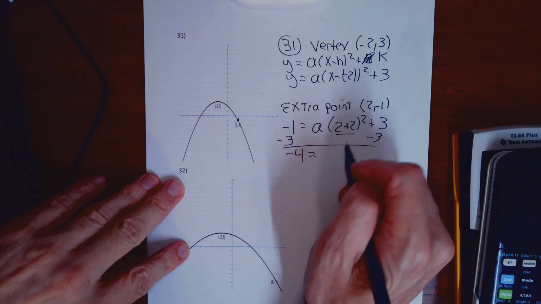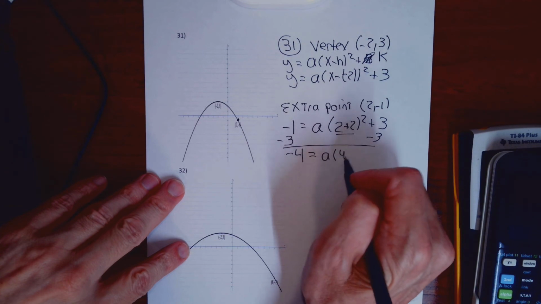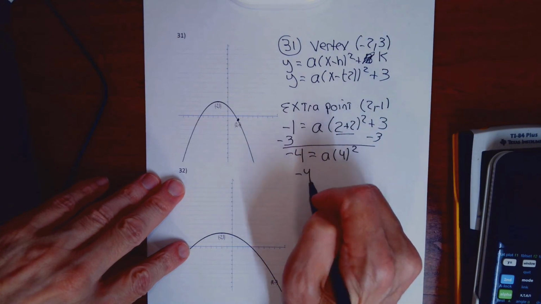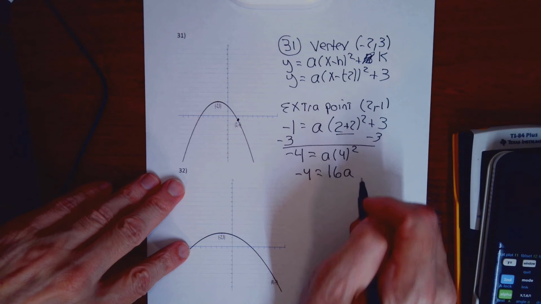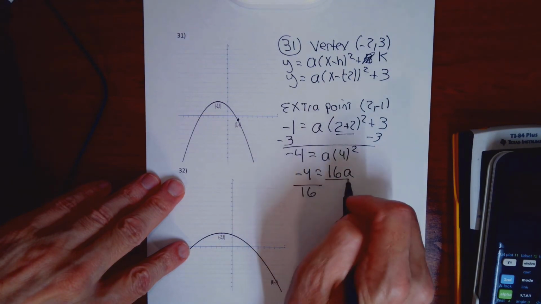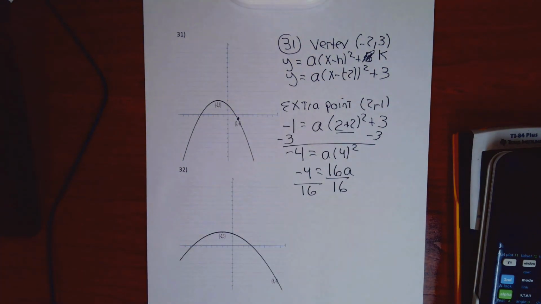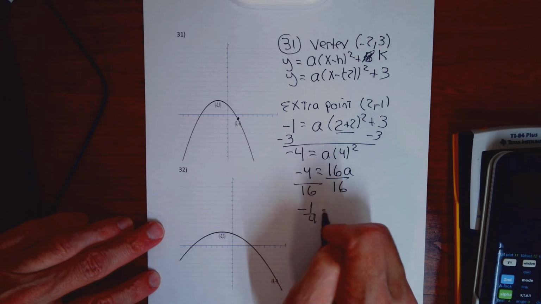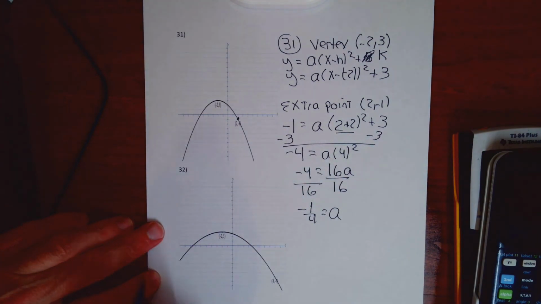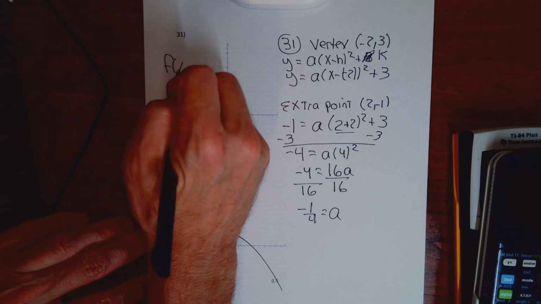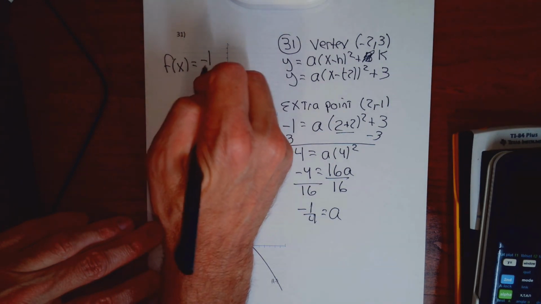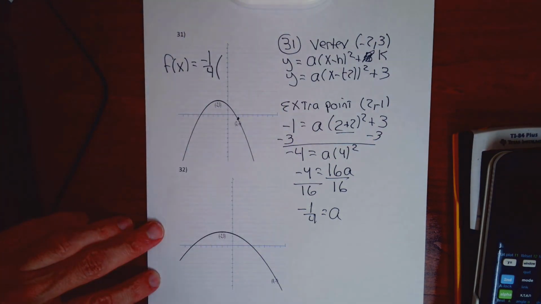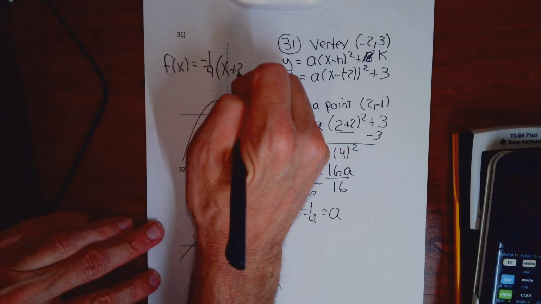And then on the right side, this is going to be a times 4 squared. So this is going to give me minus 4 equals 16a. Divide by 16, divide by 16, and reduce this. And this reduces to negative 1/4 equals a. When I go to write my answer for 31, I have to have a negative 1/4 in front of my parentheses. And then in terms of inside my parentheses, quite honestly, I would prefer the plus.